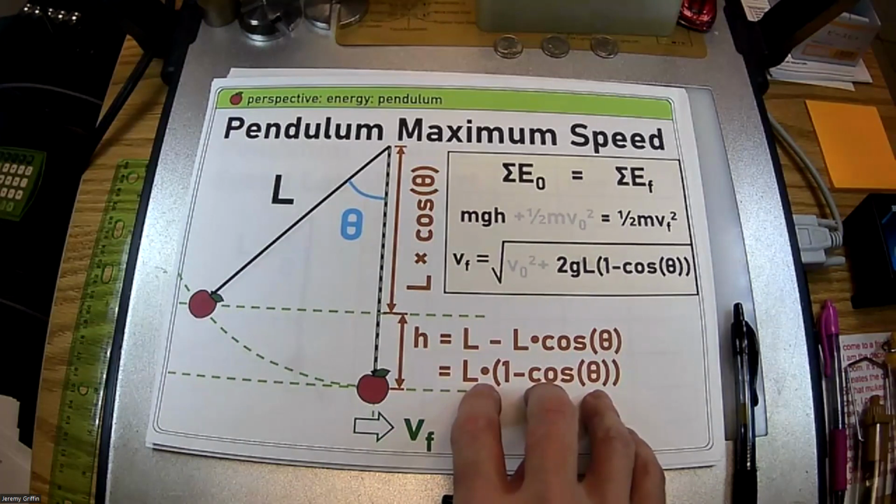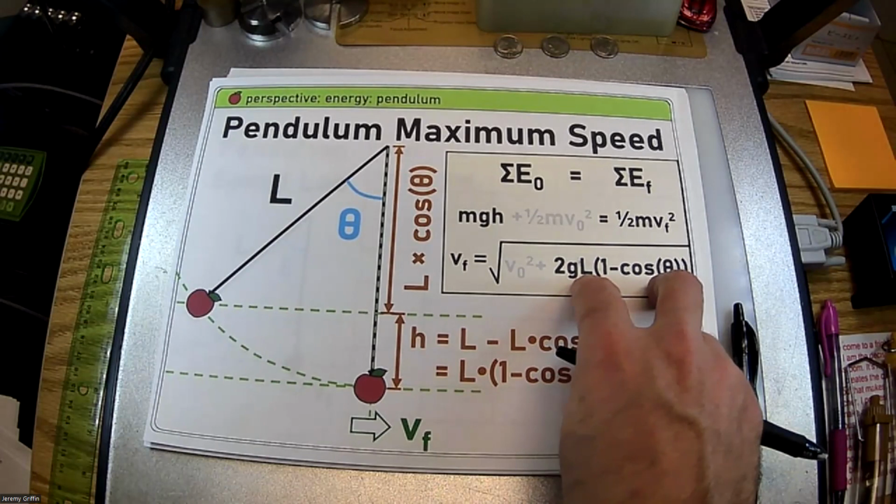And that would look like this. Right? L times 1 minus cosine theta. That's what that is right there.